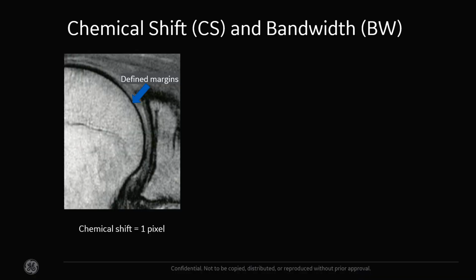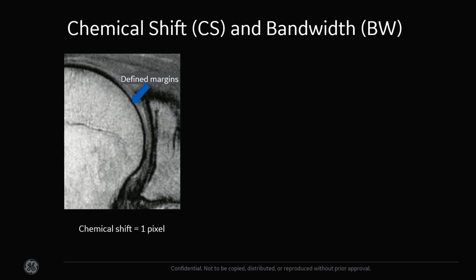So let's have a look at the effect of chemical shift and bandwidth selection in MSK imaging. Here we have an oblique coronal PD shoulder with defined parameters set with a chemical shift of 1 pixel. In this image, we can see we've got very clear definition of the cortical bone on the humeral head, but we can see that the image is also a little bit noisy.